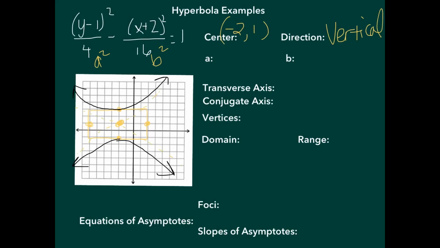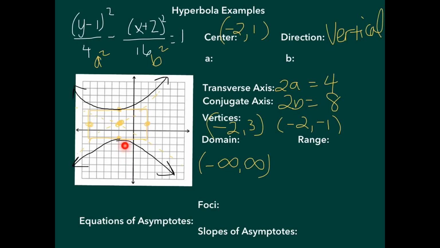Now, my transverse axis, that's in between the two vertices, and you could count it, that's 4, or you can remember it's also 2 times your A. And since my A is 2, then my transverse axis is 4 units long. My conjugate axis, that's here to here, it's also 2b, so that would be 8. My vertices, the vertex of each parabola here, this one should be -2, 3, and the other one is -2, -1. Now my domain, from left to right, it goes from -infinity to +infinity.